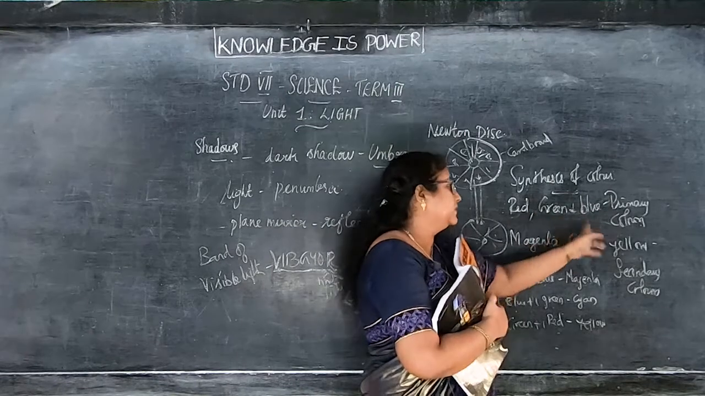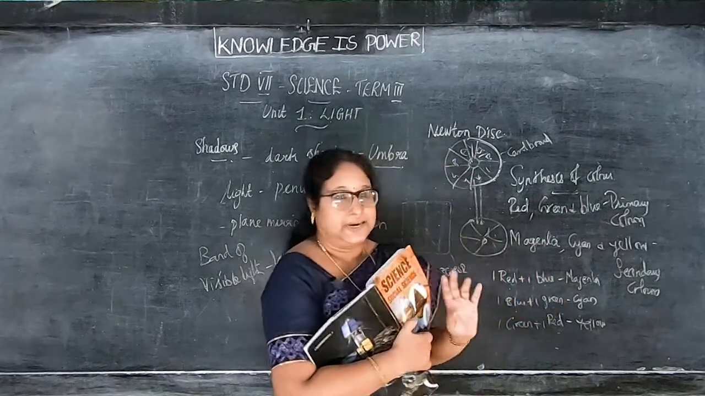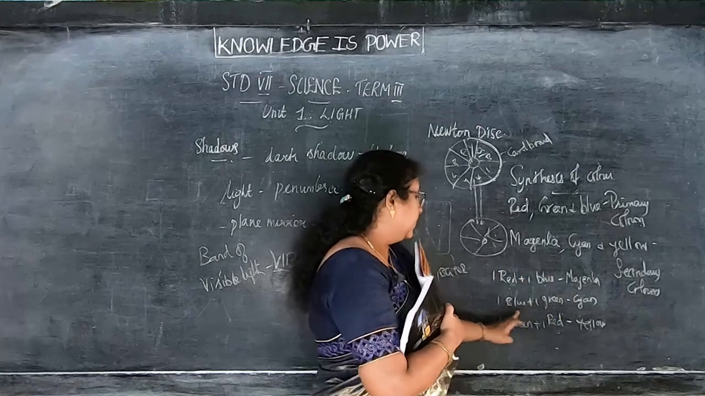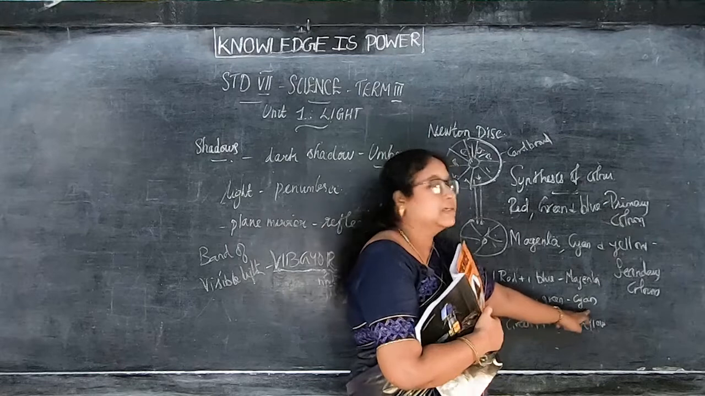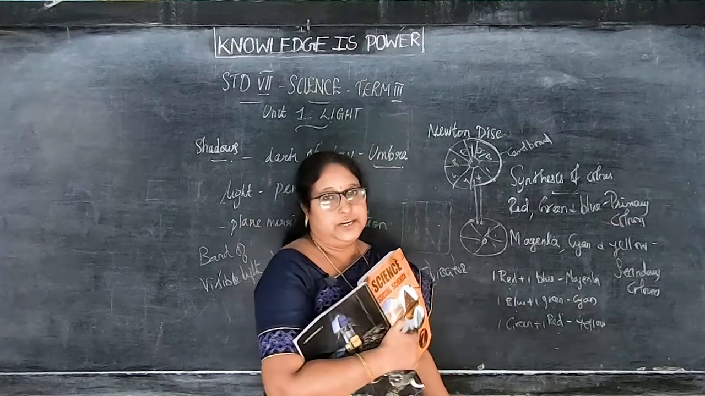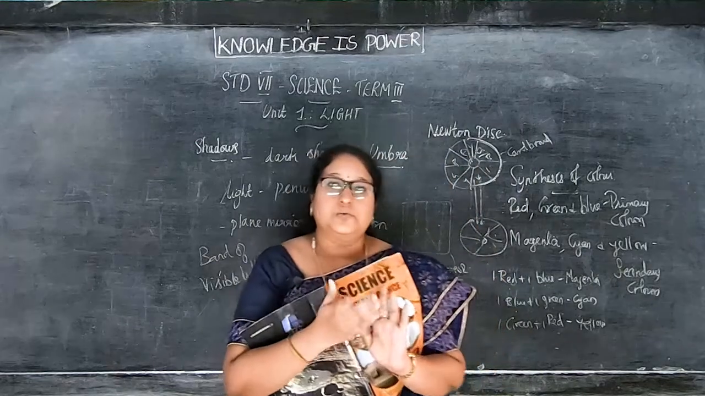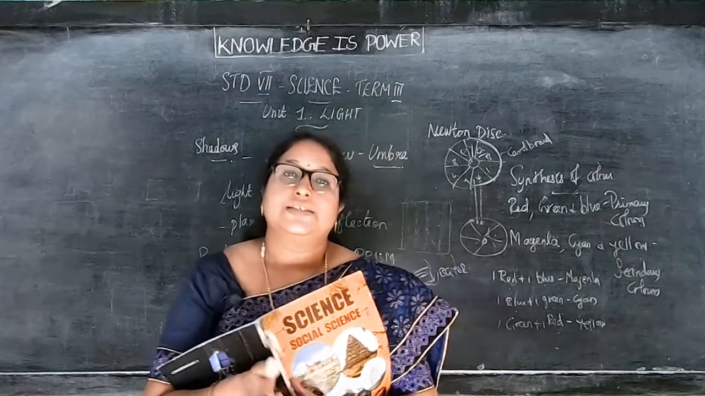So when you combine these primary colors, you get the secondary. That is 1 red plus 1 blue gives you magenta. Then 1 blue plus 1 green gives cyan. Cyan means what I said? Greenish blue. And 1 green plus 1 red gives you yellow. So 2 primary colors combining gives you the secondary colors.